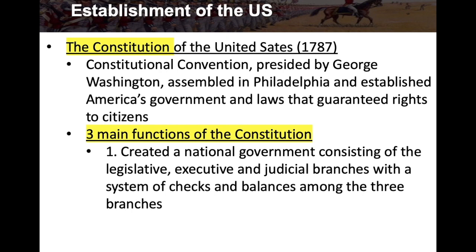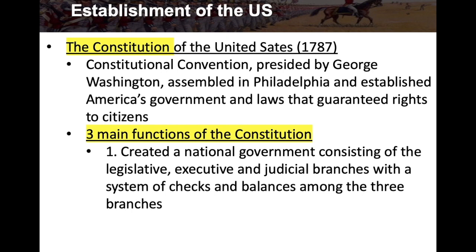So there are three main functions of the Constitution. The first one is here on this slide, and the others are coming up. Number one, it created a national government consisting of the legislative, executive, and judicial branches with a system of checks and balances among the three branches.